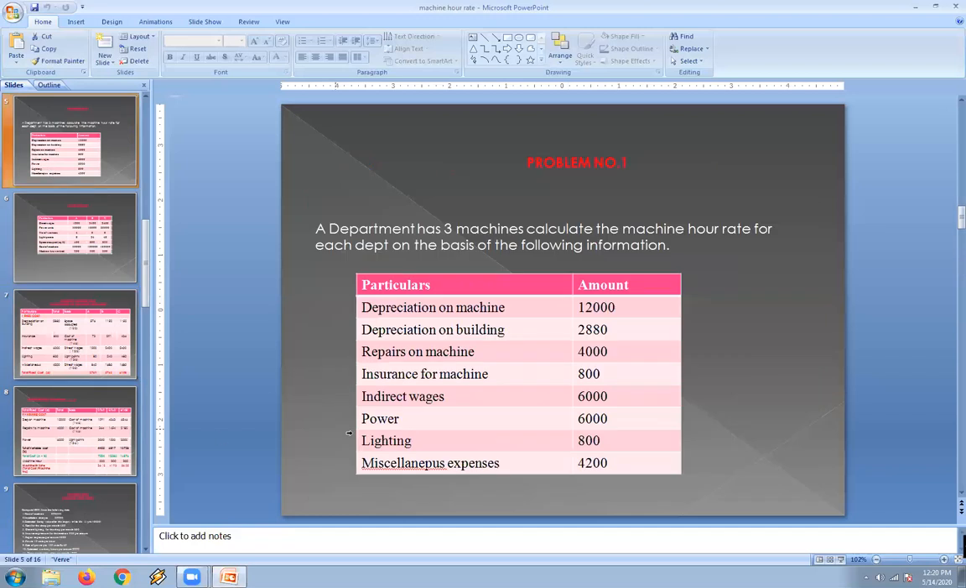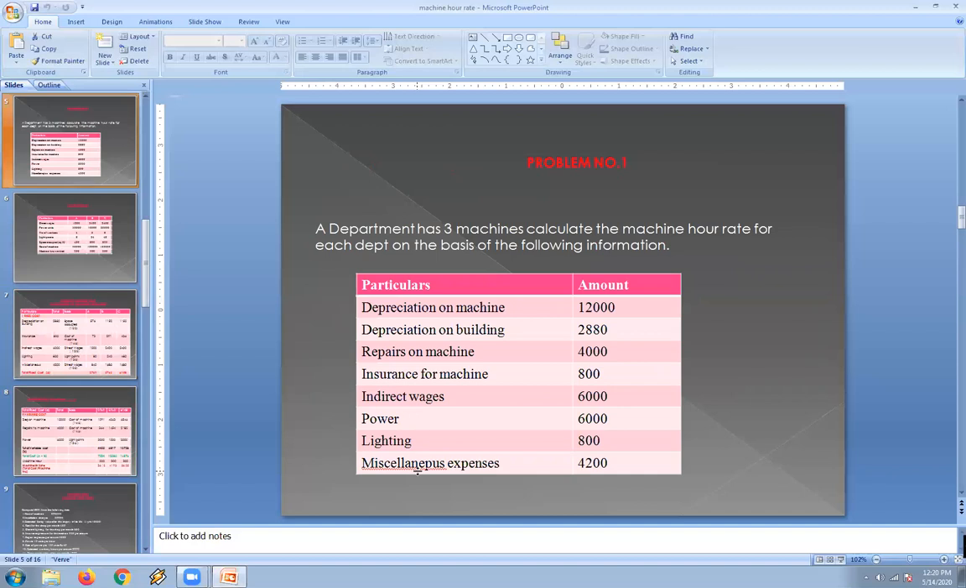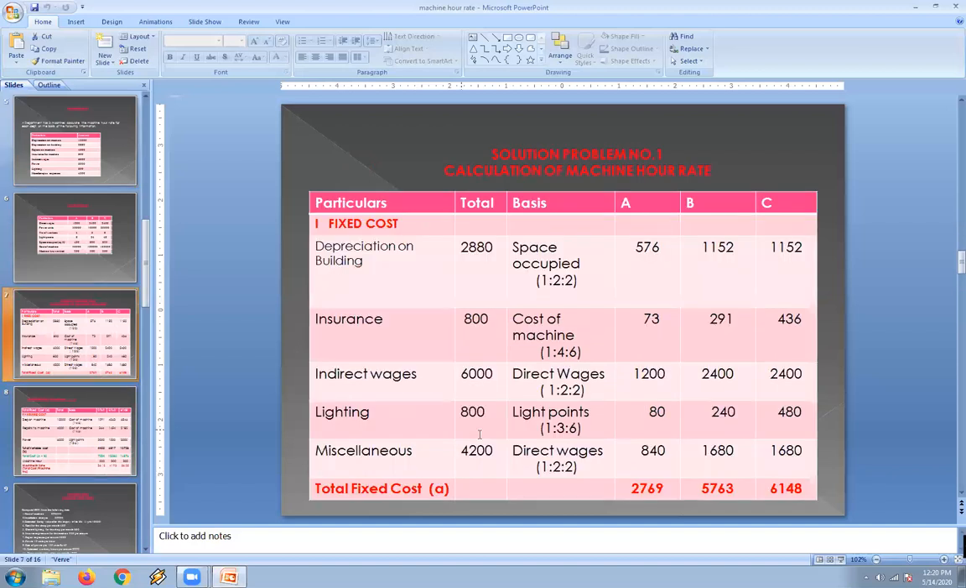The next will be power. Power is a variable cost, so it has to be shown in the variable cost table. That is 6,000. It has to be allocated on the basis of light points, 1:6, giving 3,000, 1,000, and 2,000. The next one will be lighting. Lighting is a fixed cost of 800, and on the basis of light points it has to be allocated 1:3:6.